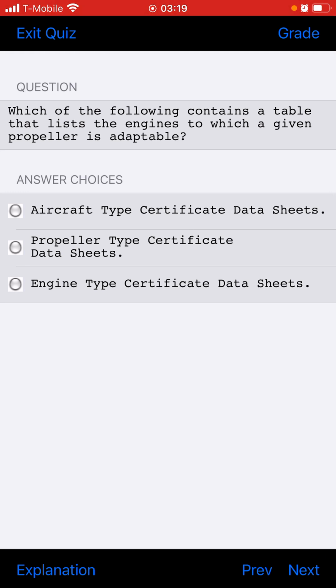Entering the engine. Engine oil temperature gauges indicate the temperature of the oil entering the engine.